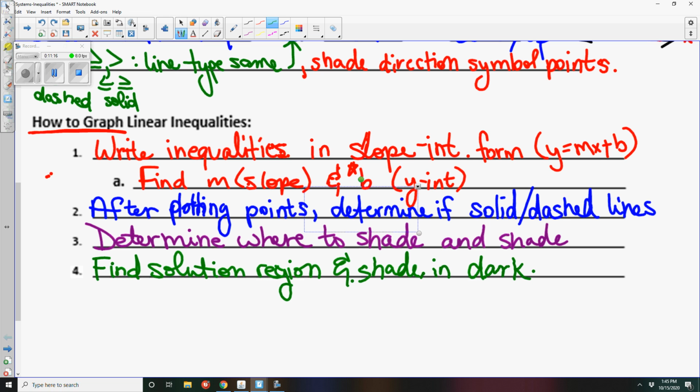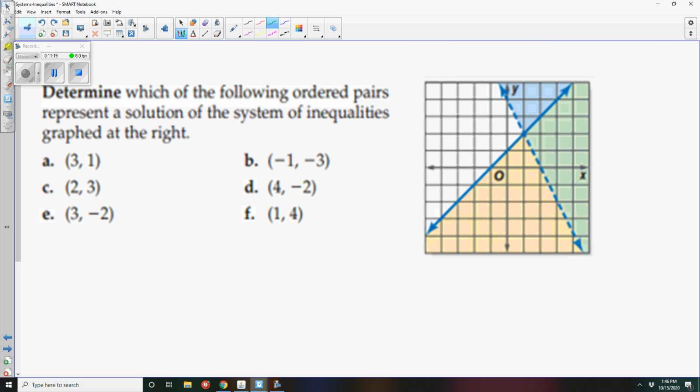Alright, once again, you don't have to write this one out, but just kind of look here with me. So it gives us two inequalities already. It gives us this line here that's dashed with blue above it. It gives us this solid line here with yellow below it, and blue and yellow make green. So where do you think our solution region is? You got it, where it's green out here. So this is our solution region.